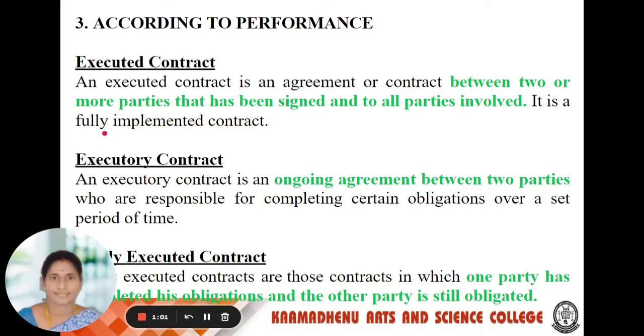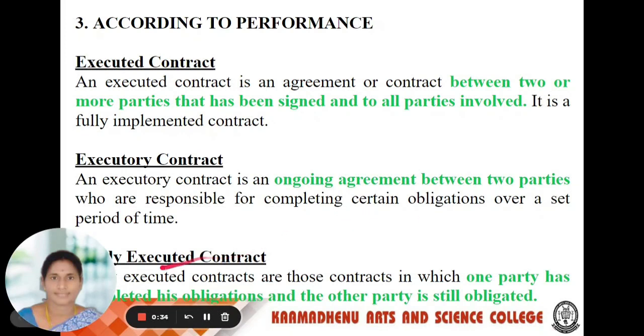Example of executed contract: in case someone purchases a house, the house owner signs a sale agreement with the buyer and the purchase money is paid in full at the time of execution. In this, two parties benefited. The next one, executory contract. An executory contract is an ongoing agreement between two parties.